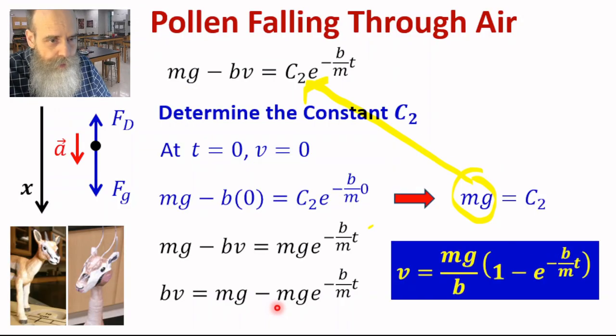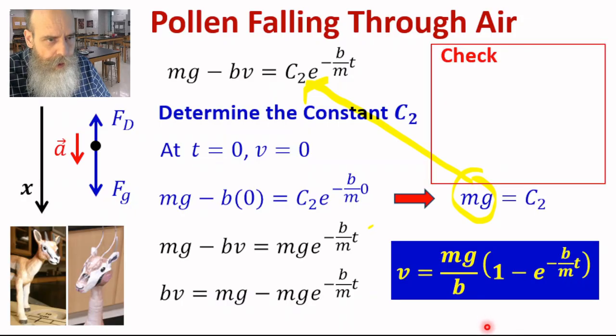Here's our solution. V equals mg over b times 1 minus e to negative b over mt. Let's see if this solution makes sense. Let's check it. So when t equals 0, what does this solution give us? When t equals 0, this exponential function is e to the 0, which is 1. So we have 1 minus 1, which is 0. So when t equals 0, v equals 0. That's what we expected. We started at rest.